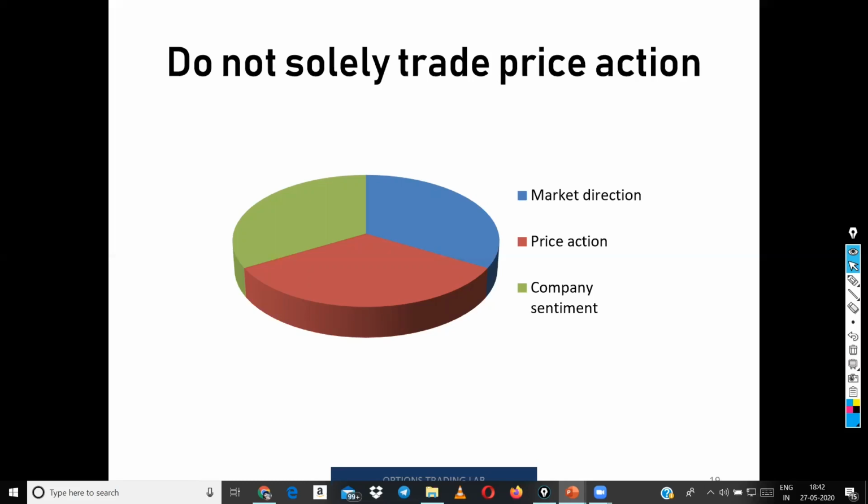Then trade with the trend. If the market is going on an uptrend, follow that trend, because trend is your friend. If you trade against the trend, there is a chance that you might end up taking big losses.